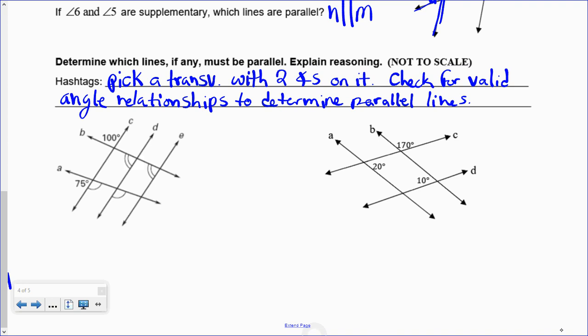So your strategy is pick a transversal in your picture that has 2 angles on it. Then you're going to check to see if those 2 angles you're working with have a valid angle relationship, which will help you determine if the lines are parallel or not. Take a look at this one. I have A, B, C, D, and E. There's 5 different lines in here. Can somebody name a transversal that has 2 angles on it, whether they're labeled with numbers or just congruency marks? A.